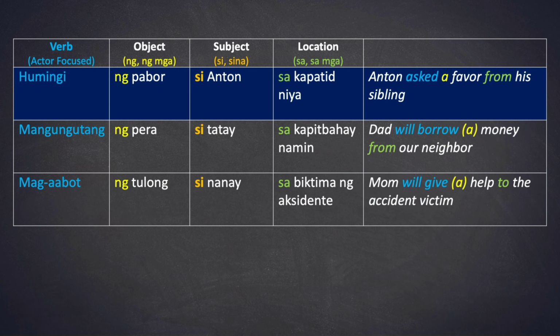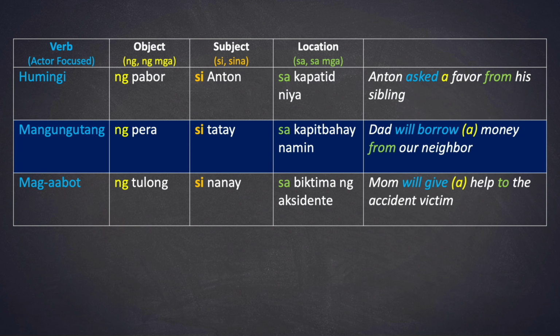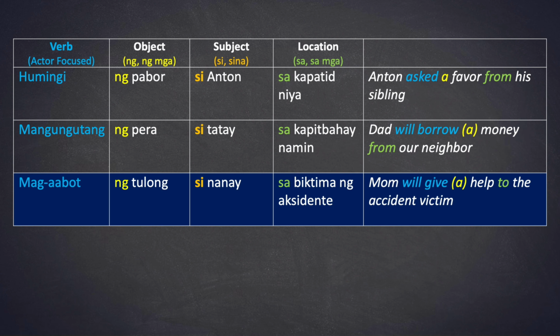Alright? Humingi ng pabor si Anton sa kapatid niya. Anton asked a favor from his sibling. Mangungutang ng pera si tatay sa kapitbahay namin. Dad will borrow money from our neighbor. Mag-aabot ng tulong si nanay sa biktima ng aksidente. Mom will give help to the accident victim.